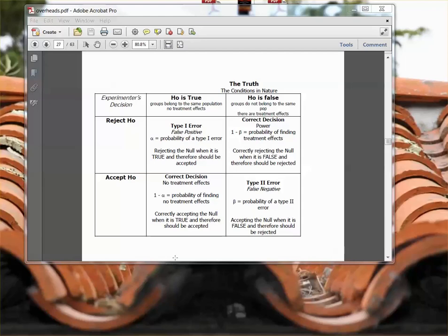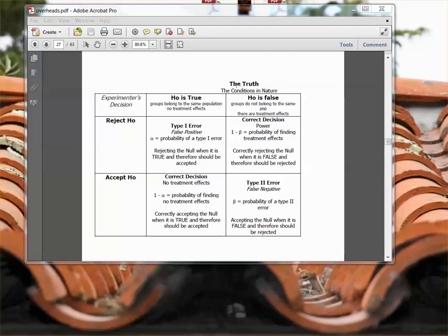Okay, in this video, we're going to talk about decisions that we can make when hypothesis testing. Sometimes we're going to make the correct decision, and sometimes we're going to make an error. So another way to frame this is errors in hypothesis testing. Let's first consider what exists in nature.